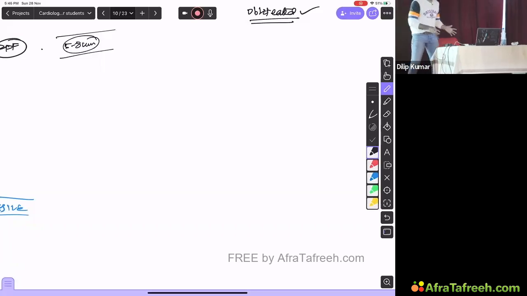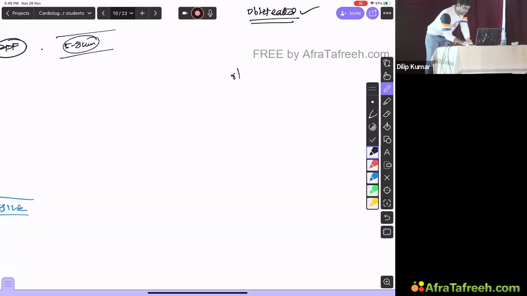So how will you remember that? You can remember with a mnemonic called right. Right-sided flows will increase during inspiration. Yes or no?